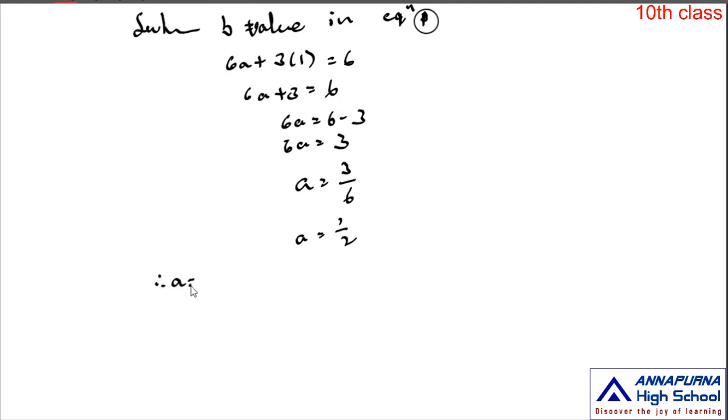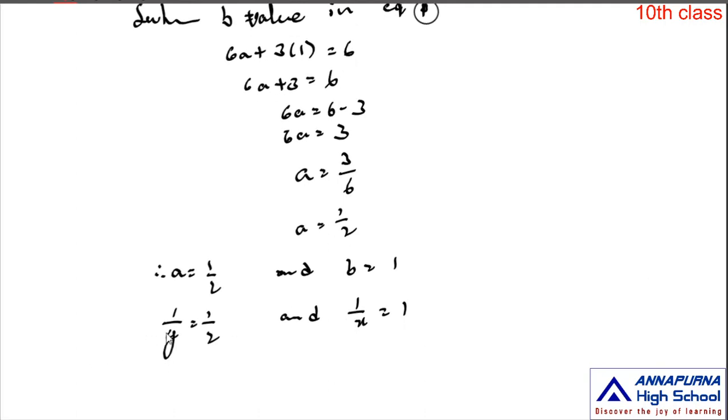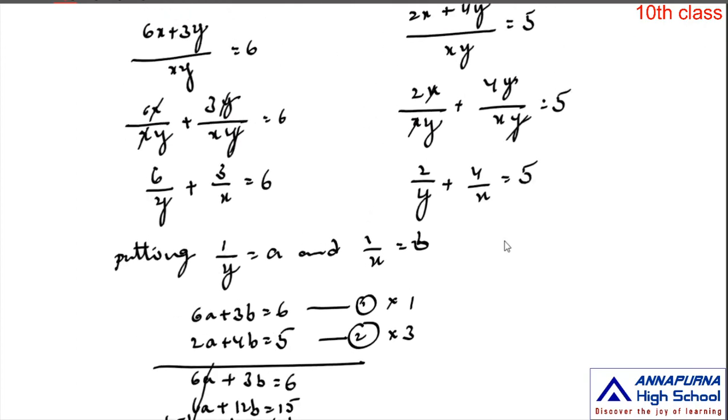So therefore a is equal to 1 by 2 and b is equal to 1. But a is equal to 1 by y is equal to 1 by 2 and b is equal to 1 by x is equal to 1. So if 1 by y is equal to 1 by 2, then y is equal to, when you write the reciprocal on both sides, y is equal to 2, and if 1 by x is equal to 1, then x is equal to 1. So this is the required solution of the given two equations.